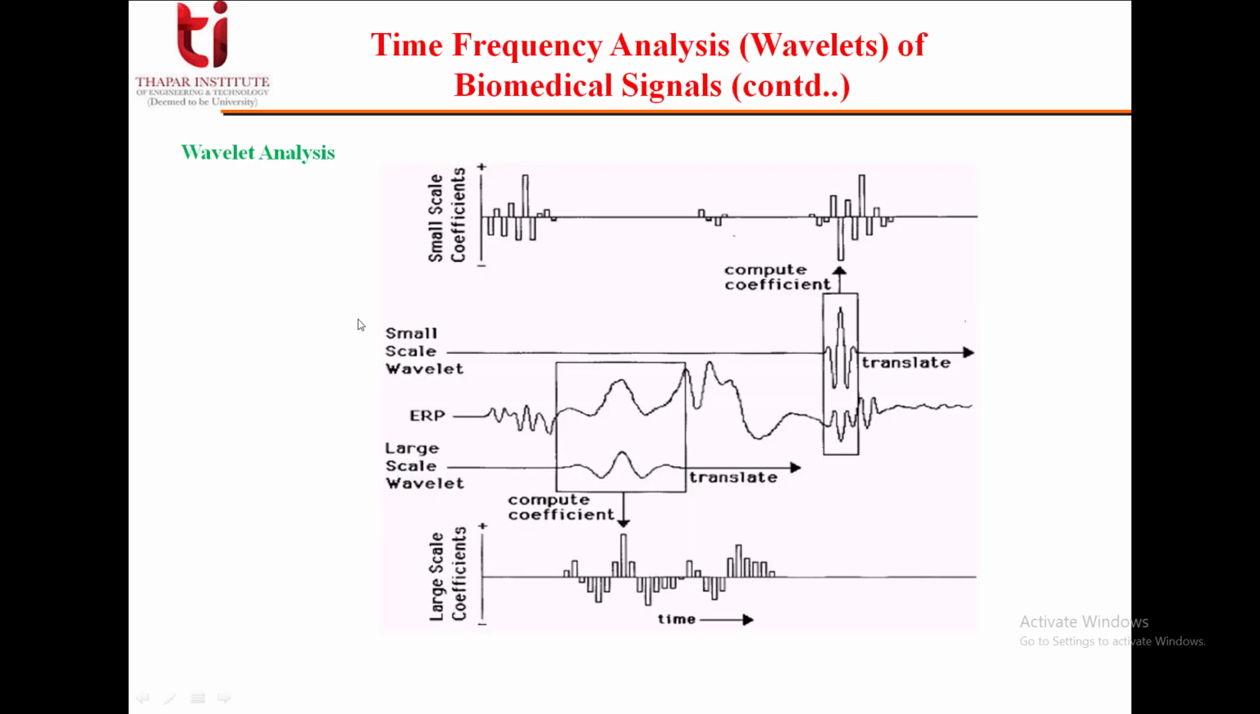So you can see this wavelet analysis. We have small scale coefficients, and this corresponds to a small scale wavelet. We are computing the coefficient corresponding to this, and one by one we are translating. This is an ERP signal, and it is a large scale wavelet. So you can see the variation of a small scale wavelet and a large scale wavelet. And if we reconstruct the large scale coefficients, you can see how we are achieving them.